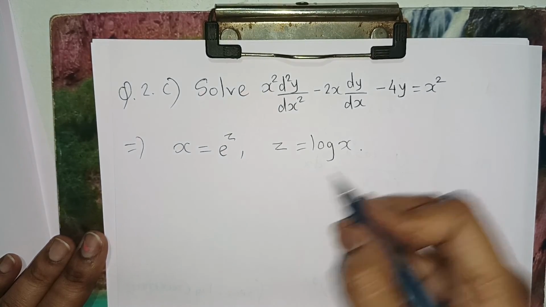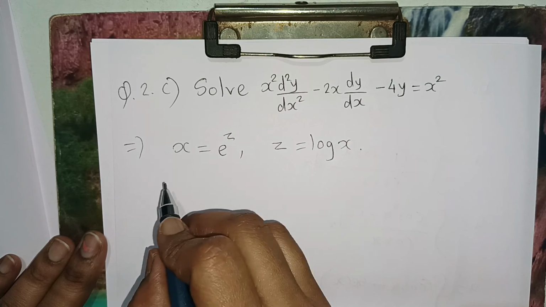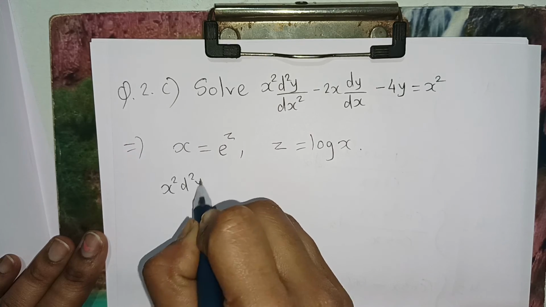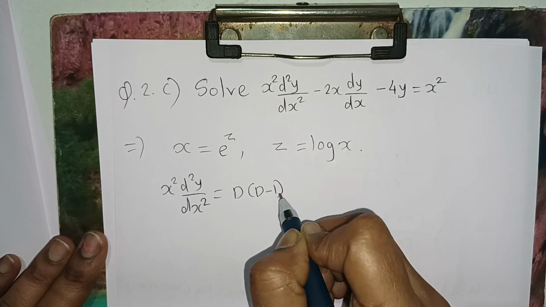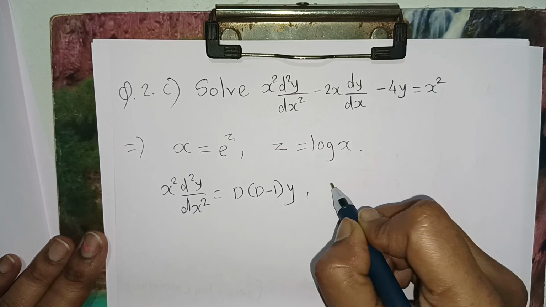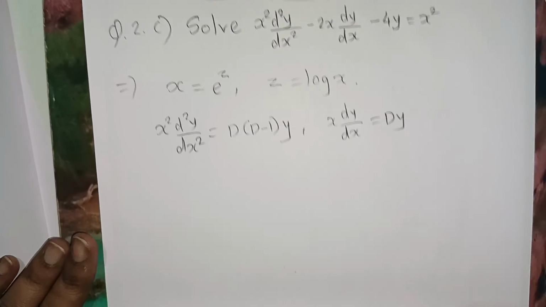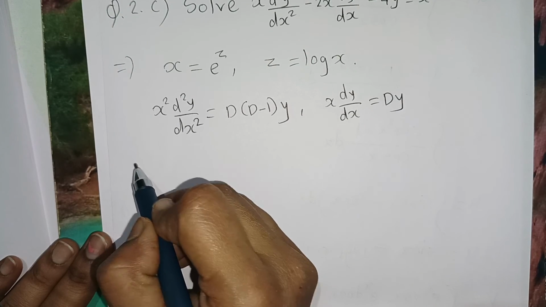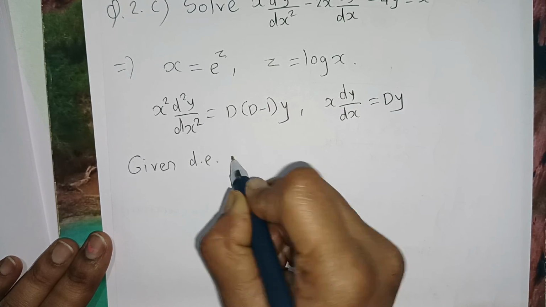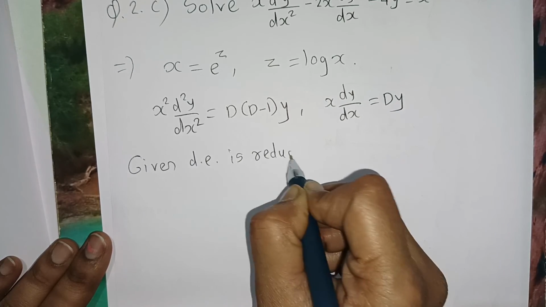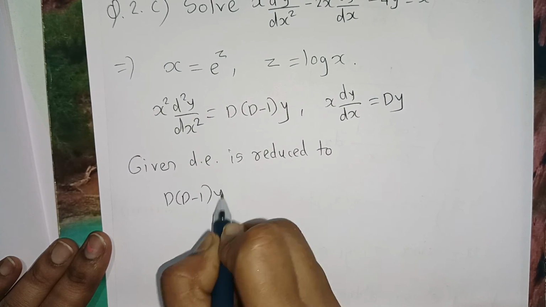Similarly, you have to rewrite the derivative terms. x square d square y by dx square can be written as D into D minus 1 y. x dy by dx can be written as Dy. So by using these substitutions, the given differential equation is reduced to D into D minus 1 y.